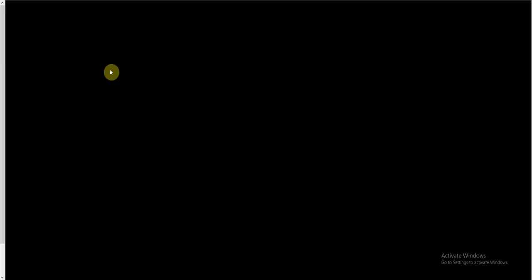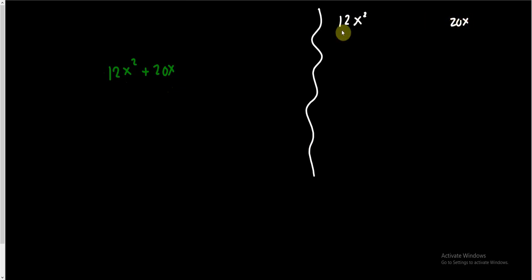So let's look at one like this. Let's say I have 12x squared plus 20x. Okay? And I'd like to factor out the GCF. So let's do some scratch work. Let's at least find what the greatest common factor is. So 12x squared, and we have 20x. So let's see, what's in common here? Well, what can we break this down into? First off, 12 I could break down into something like 2 times 6. And x squared, I could break that down into x times x.